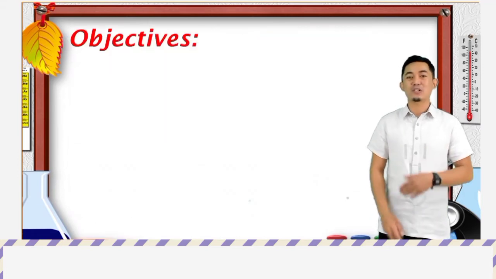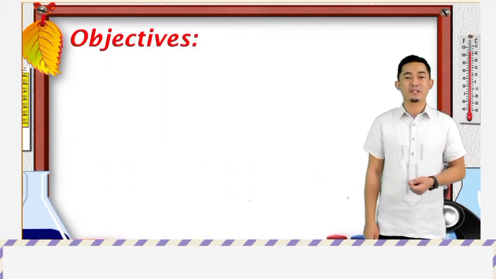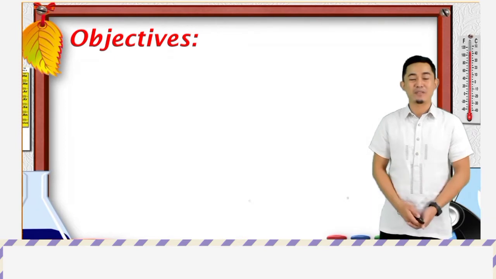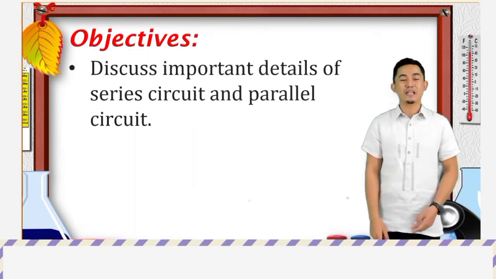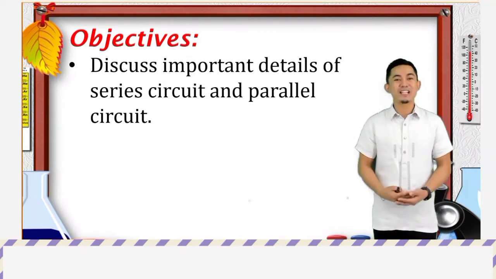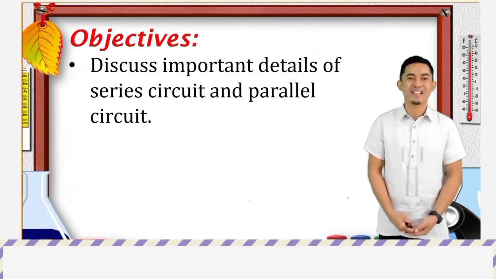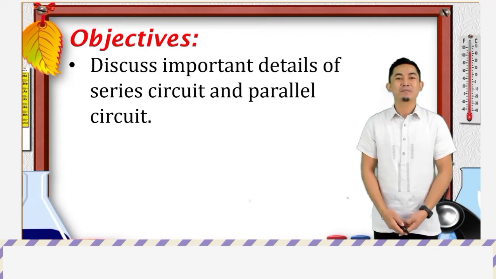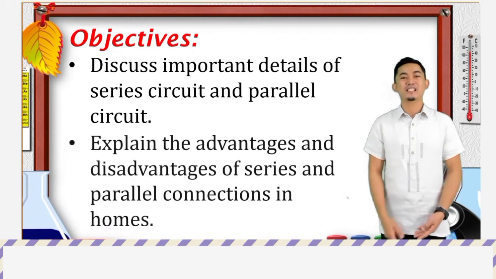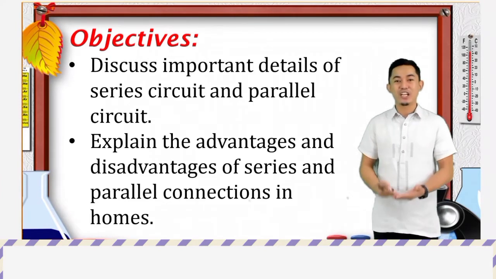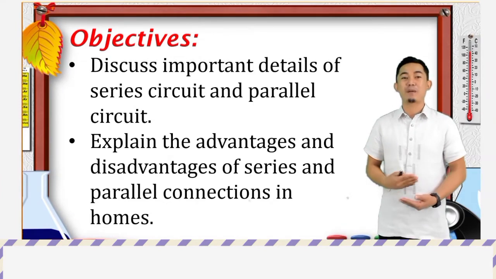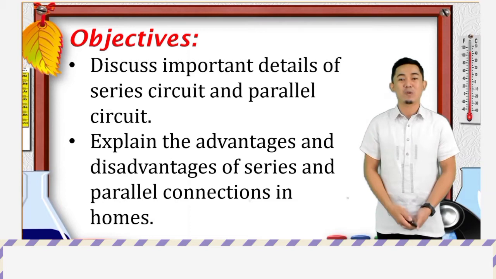And for every lesson, there are always objectives, as I've told you last time. So let's start with number 1, objectives, and that is to discuss important details of series and parallel circuit. And the last objective is we need to explain the advantages and disadvantages of series and parallel connections in our homes.